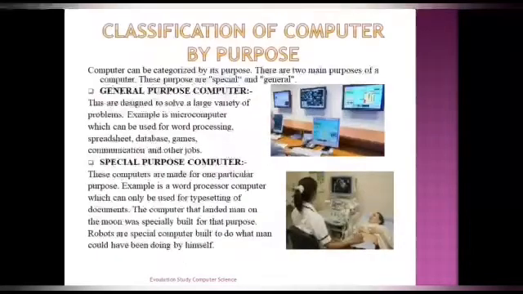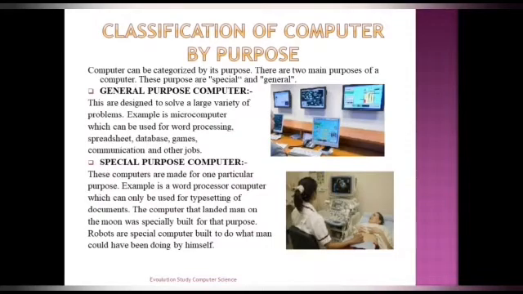Now let's move on to the classification of the computer by purpose. Computers can be categorized by their purpose. There are two main purposes of a computer. These purposes are special and general. Now, what is a general purpose computer? These are designed to solve a large variety of problems. An example is a microcomputer, which can be used for word processing, spreadsheet, database, games, communication, and other jobs.